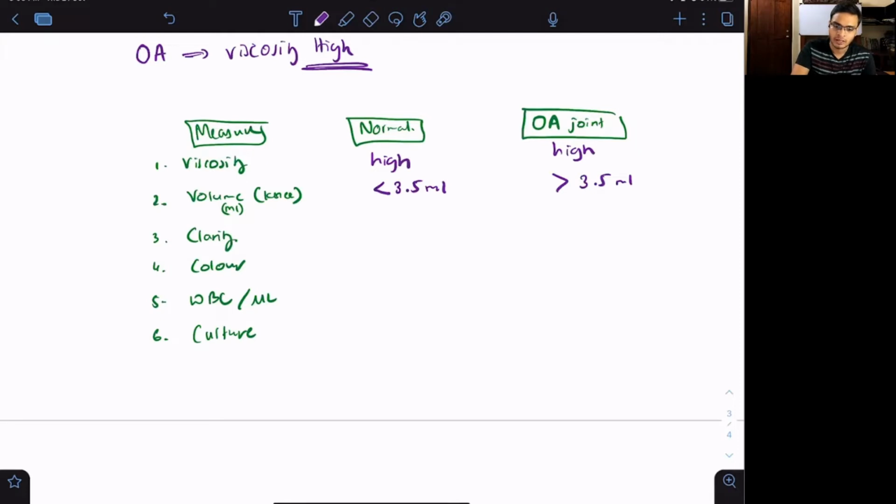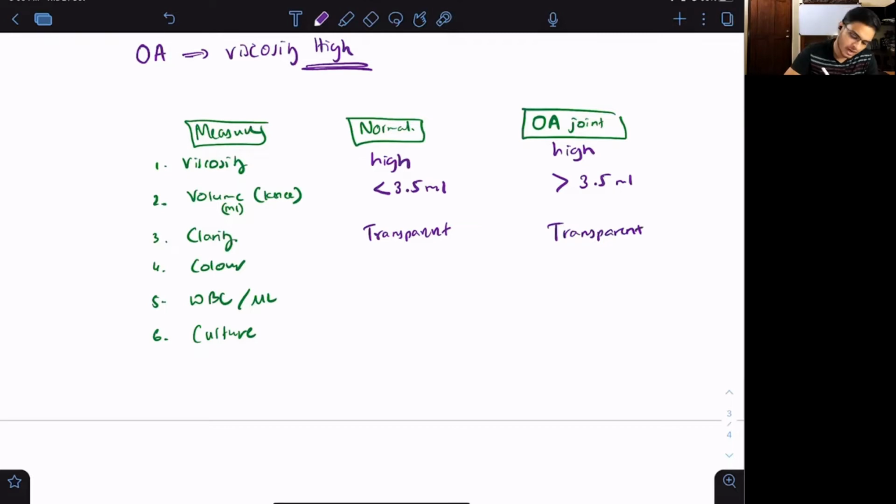Okay, then clarity. How clear does this look? Normal synovial fluid is transparent. Osteoarthritic joint, what do you think? Is the inflammation serious? No, this is a mild inflammation. Here it is also transparent.